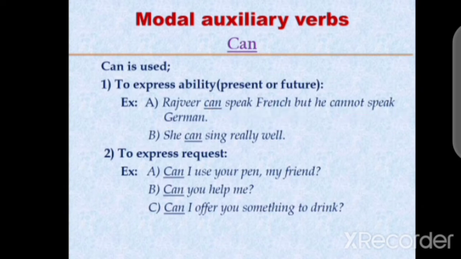Next example, she can sing really well. It is talking about singing ability. Next rule, it is used to express request. For example, can I use your pen, my friend? Can you help me? Can I offer you something to drink?